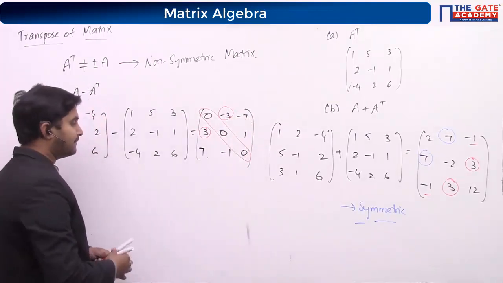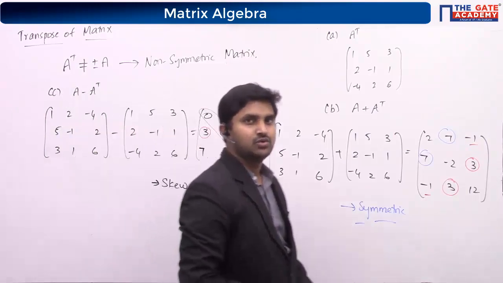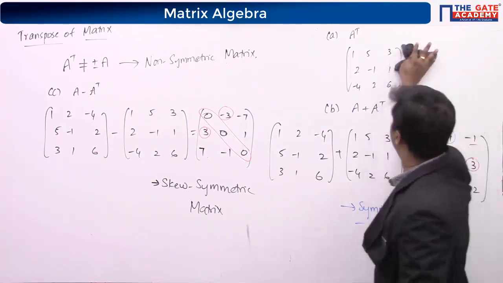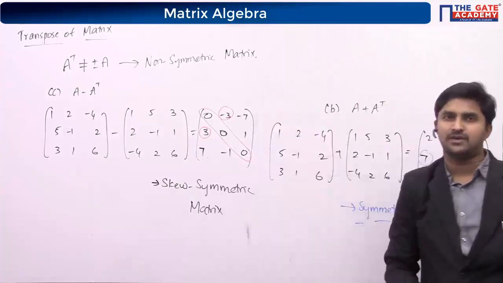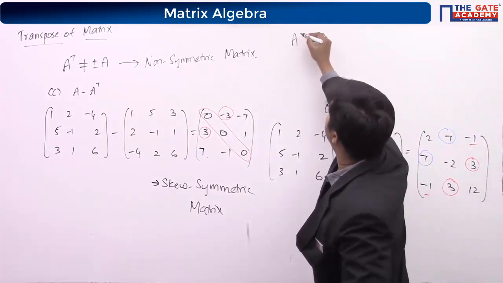So it means that it is a skew symmetric matrix. Now let us go for A transpose A, the multiplication of A transpose with A. Let us multiply A transpose and A.